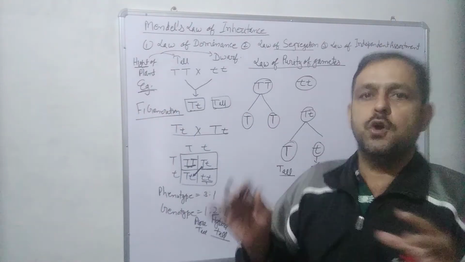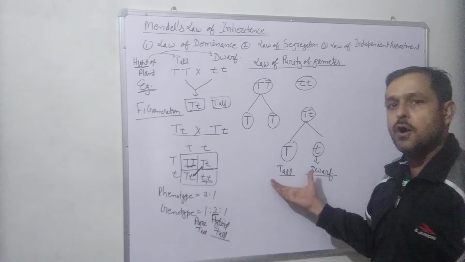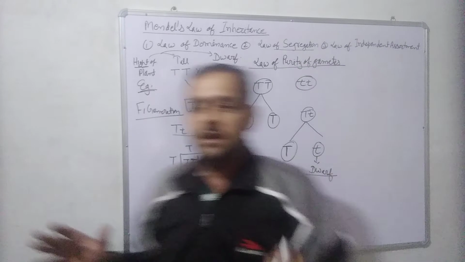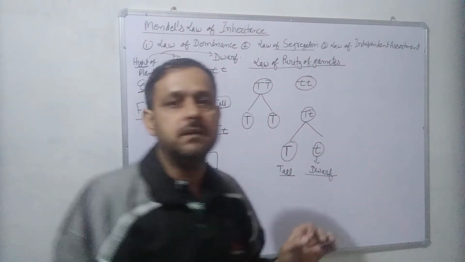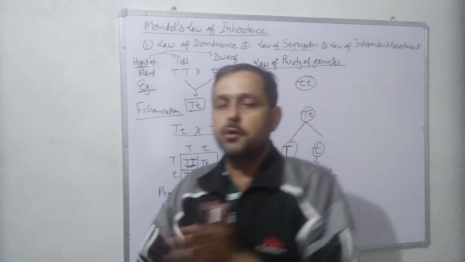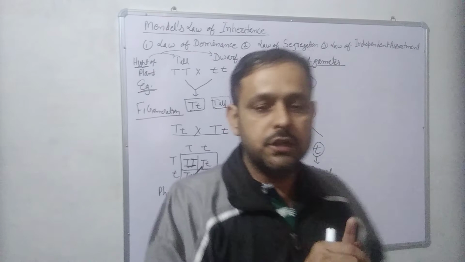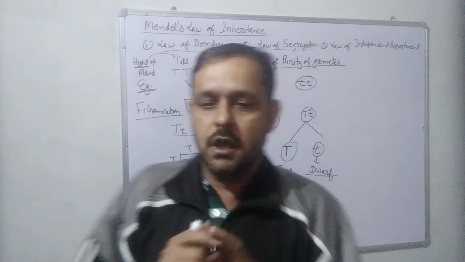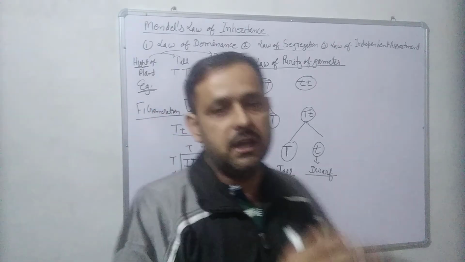We can't use the pure and hybrid words. So in the stage of gamete they are pure. So this is the law of segregation. And what is the significance of law of segregation? First of all, gene hypothesis is proved by this law. And gene is the unit of inheritance which transmits characters from one generation to another generation.